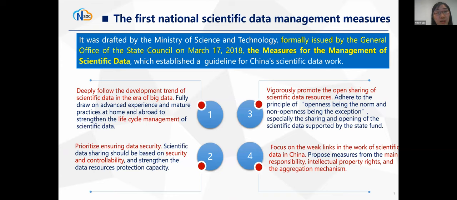The most important policy is the first national scientific data management measures, and its name is the Measures for the Management of Scientific Data. It was drafted by the Ministry of Science and Technology, formally issued by the General Office of the State Council on March 17, 2018, which established the guideline for China's scientific data work.